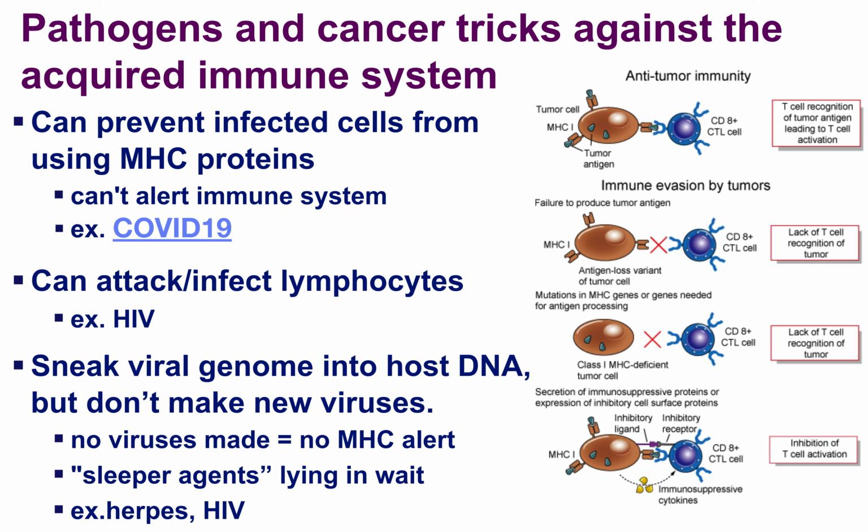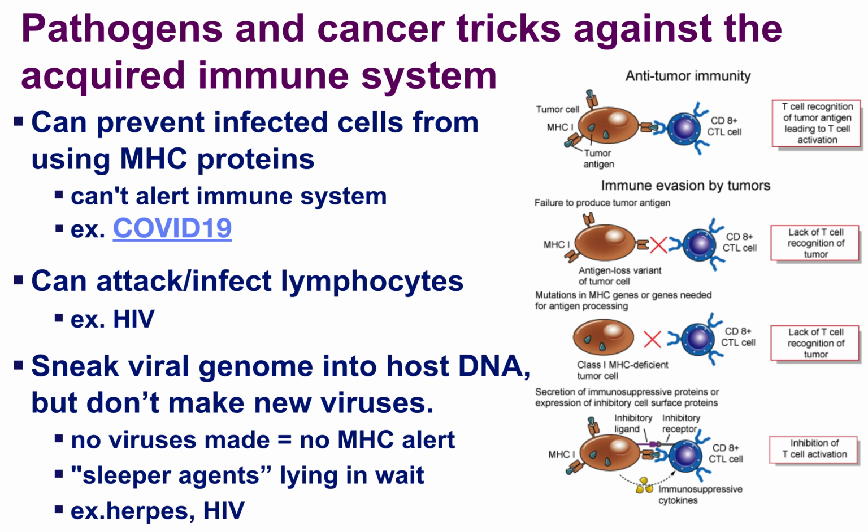And some pathogens, and this is the other one, also create permanent infection by actually sneaking their viral genome into the host DNA, but don't make new viruses. And by sneaking into the host DNA, they become what we call sleeper agents, lying in wait, because your cells can only detect infected cells if they are making weird stuff that'll be displayed on the MHC proteins. If they don't make weird stuff, then they won't be caught by the T cells checking the MHC proteins, and they become sleeper agents lying in wait, and they don't get attacked until they start producing viruses.